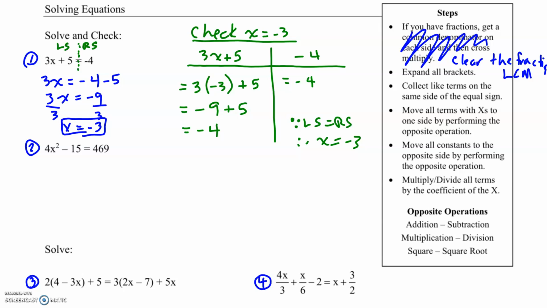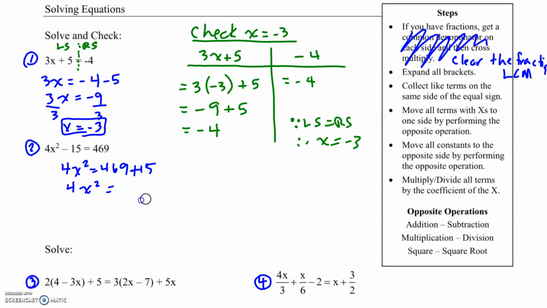All right, let's look at the second equation. So I'm going to start by moving that constant, that -15, over to the other side. So I have 4x squared equals 469 minus 15. So now we'll solve on the right side, and that is going to give me 454, I think. Let me just really quickly check, for some reason that doesn't make sense. 469 minus, oh, it's plus 15. That's why it doesn't make sense. Okay.